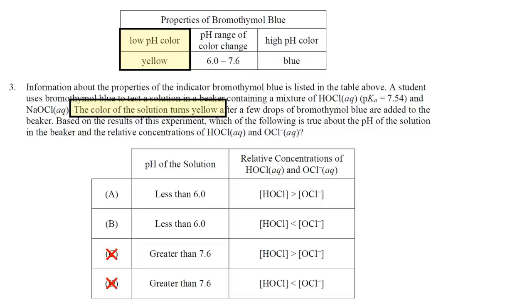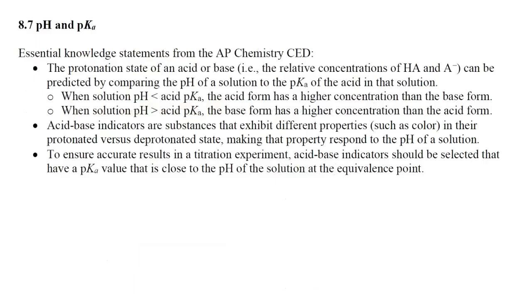Now, how do we decide the relative concentrations of HOCl and OCl minus? Well, this question falls under topic 8.7, pH and pKa. And I'll highlight that first essential knowledge statement. The protonation state of an acid or base, that is, the relative concentration of the weak acid, HA, and its conjugate base, A minus, can be predicted by comparing the pH of a solution to the pKa of the acid in that solution.